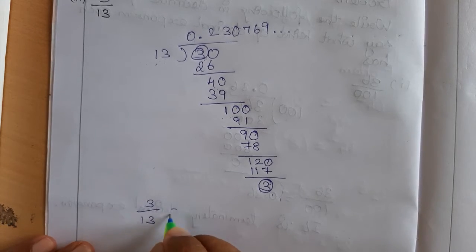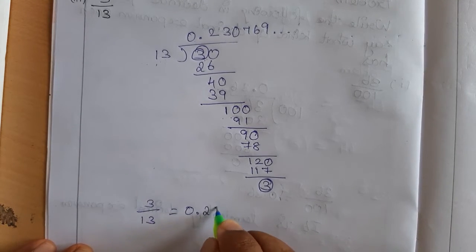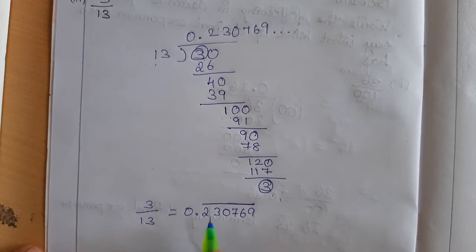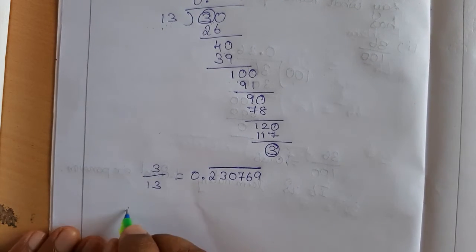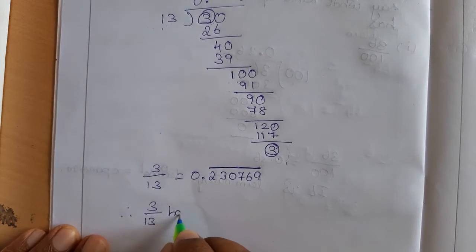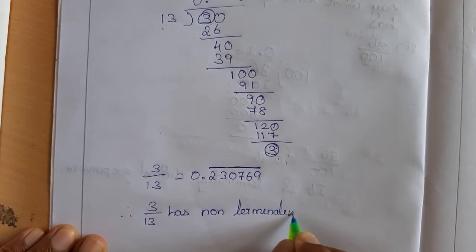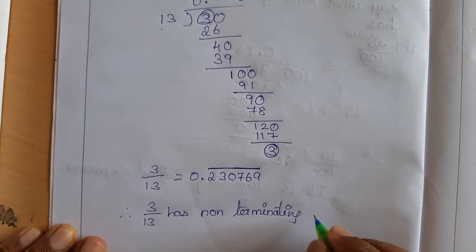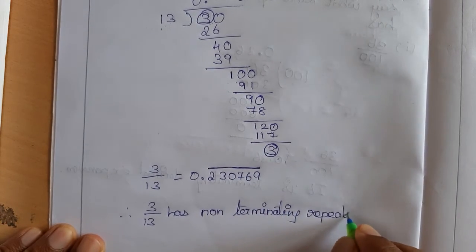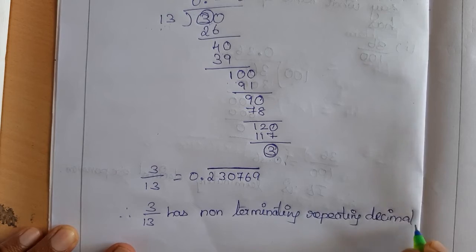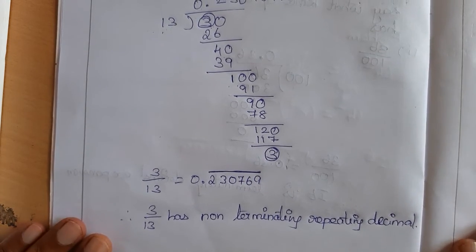3 by 13 is equal to 0.230769. These 6 digits are going to repeat, so I add a bar to those 6 digits, right? So therefore 3 by 13 has a non-terminating repeating decimal. Clear? So where can we stop?